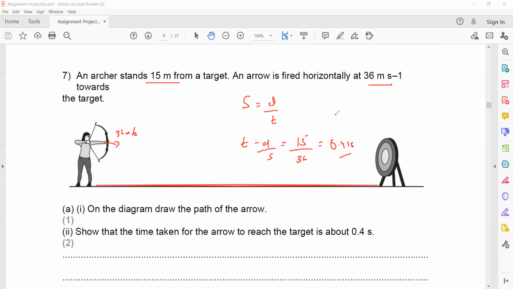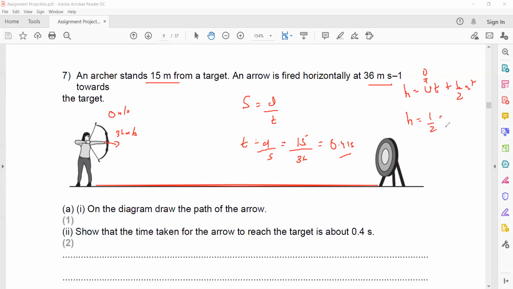Now we will find the change in height from the point where it is released. We can use the equation of motion, s is equal to ut plus half at square. But what is the initial speed? Initial speed is 0. Because it's fired horizontally, there is no vertical speed, so the initial vertical is 0. Whenever we use the equation of motion, we always substitute the vertical component. Because u is 0, this whole factor will be 0.